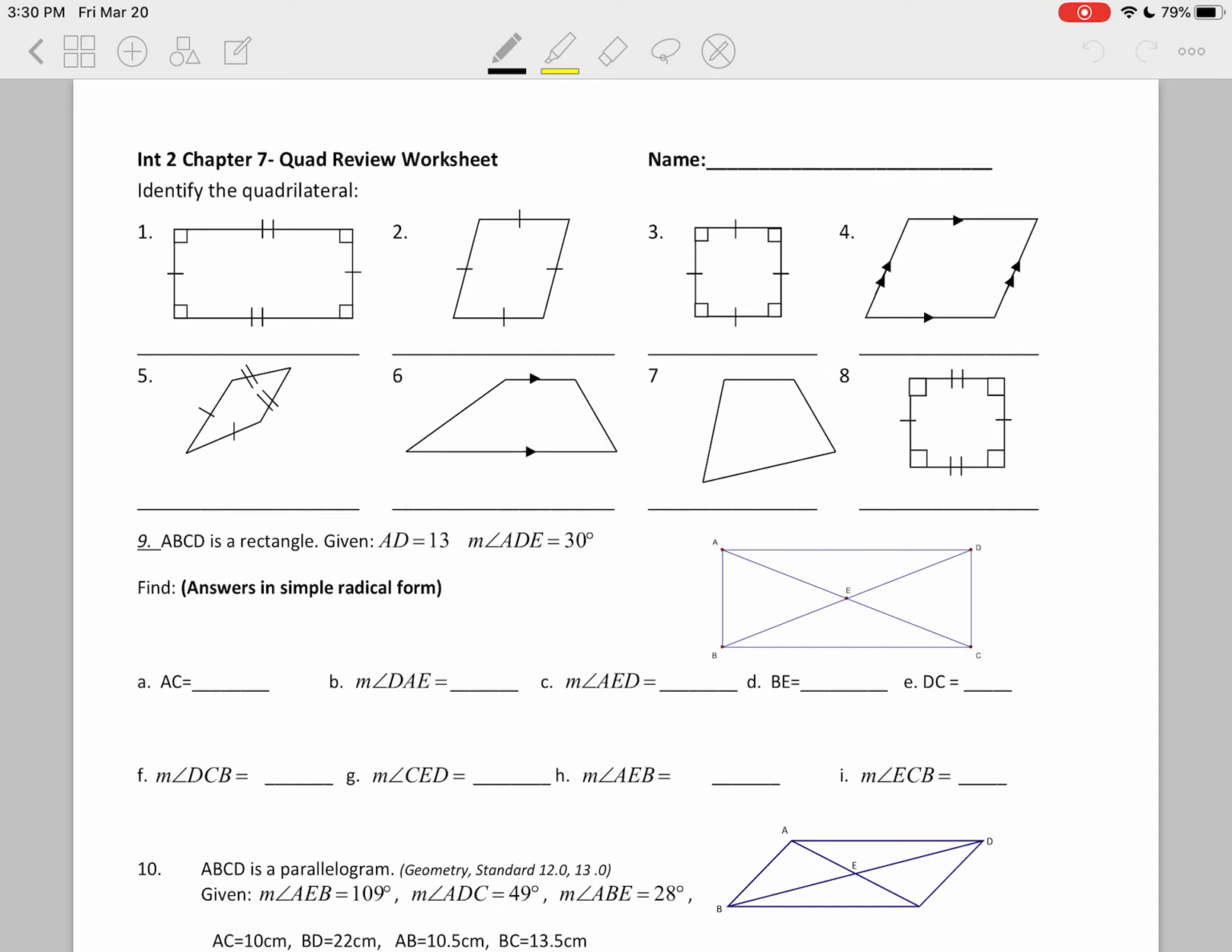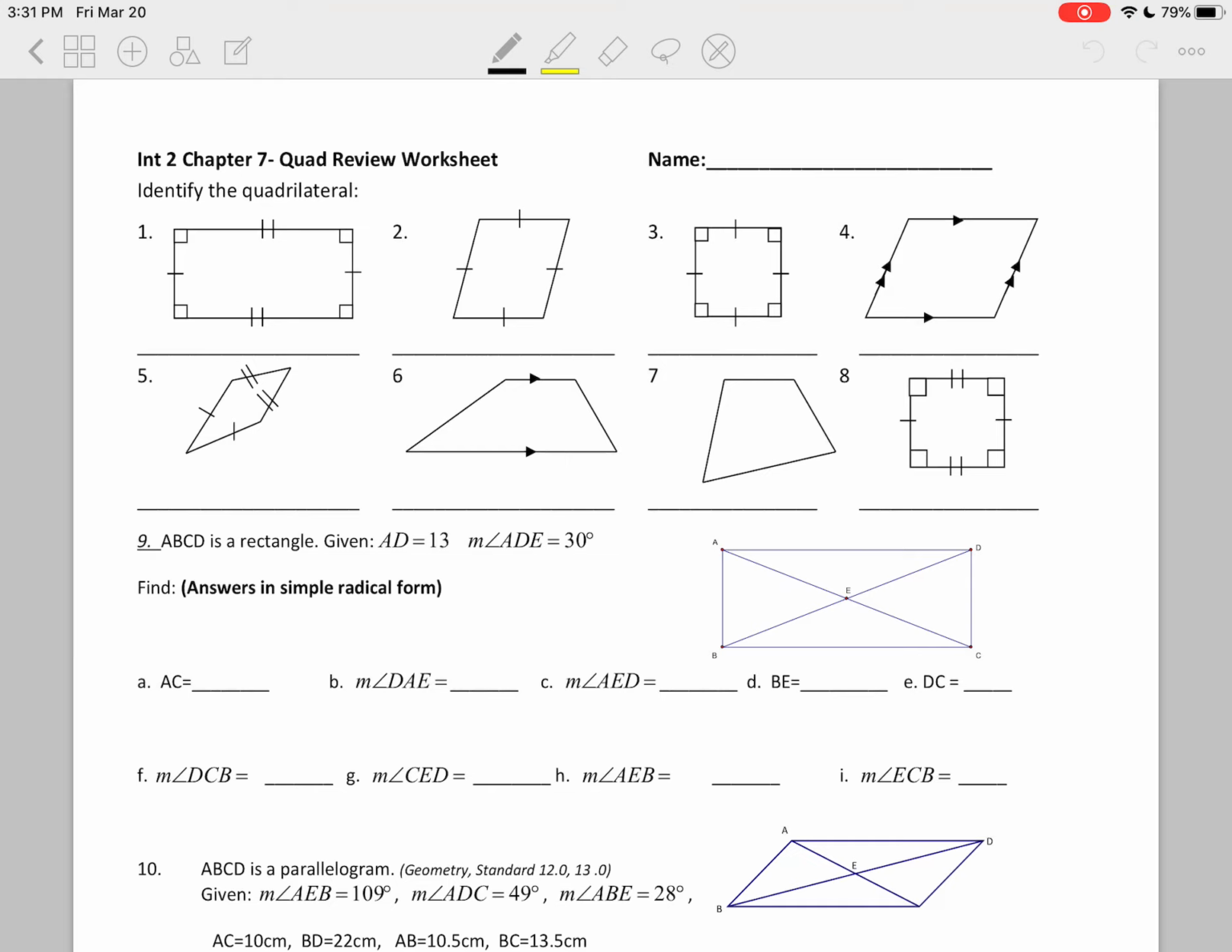Alright, so this is the review video for quadrilaterals. You hopefully have made a copy of this worksheet off of Schoology, and this is the one that was also in the back of the classroom. Okay, so let's go to it. You may have to identify quadrilaterals based on the markings.